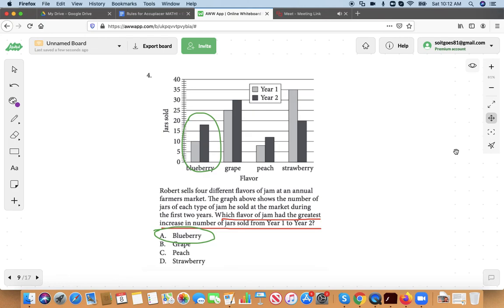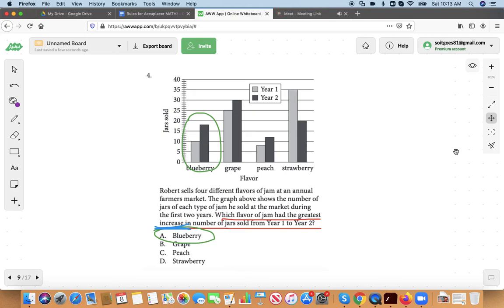That's it. Now you see, this is real important. You found the greatest decrease, and the question says, which is the greatest increase? Do you see why the name of the game is understanding what the question's asking you? Yes. That's the name of the game. You've got to understand what the question's asking you.